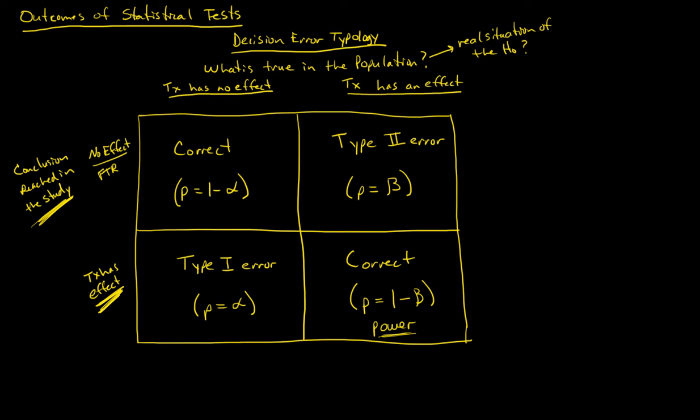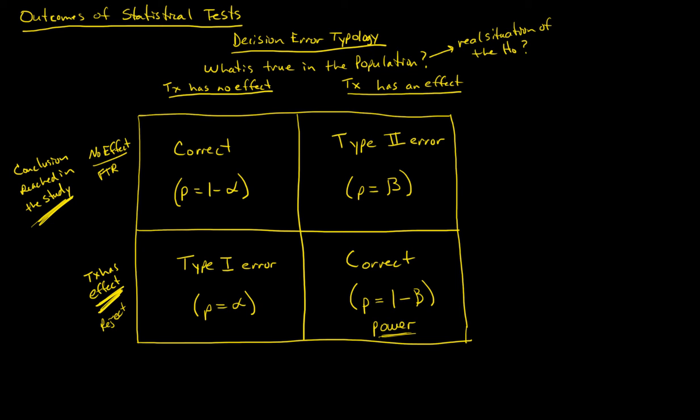When we say no effect, we're saying fail to reject. When we're saying the treatment has an effect, we're going to reject or challenge the condition of the null. Okay, so another way of thinking about this is what we call the legal or the courtroom scenario.